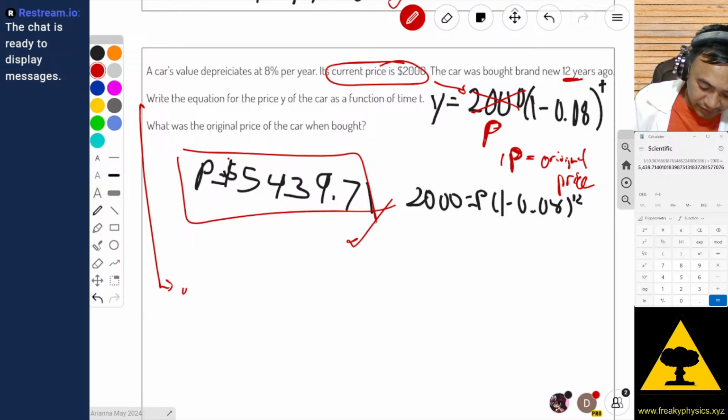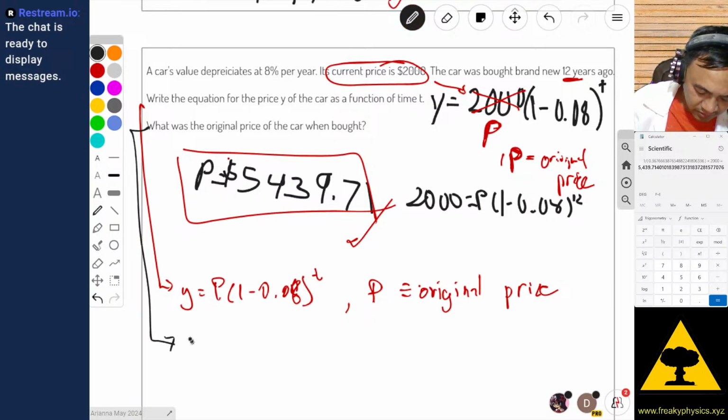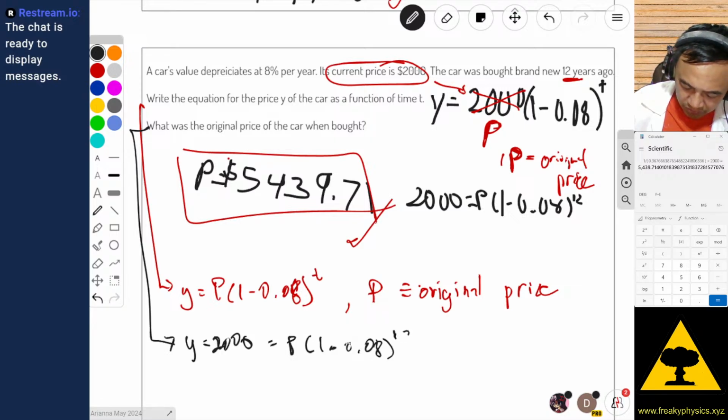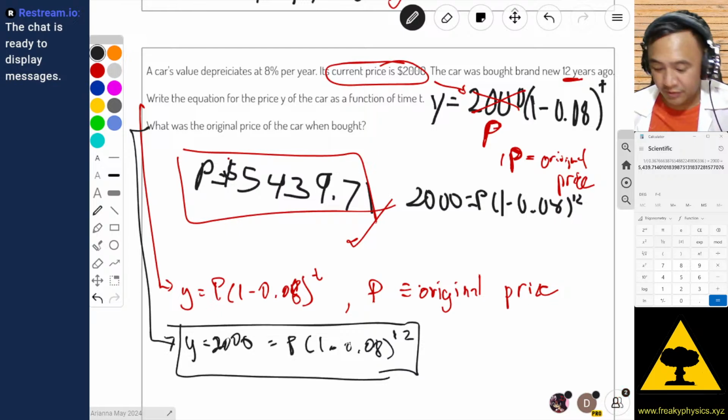The answer to the first one is y is equal to p times 1 minus 0.08 raised to t, where p is the original price of the car. So that's the first part. The second part is where you substitute y equals 2000. Y equals 2000, and that's equal to p times 1 minus 0.08 raised to 12. Okay. All right. So just so we're clear, that's how to properly write the answers here.